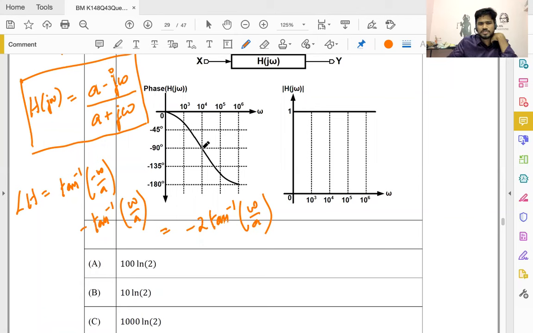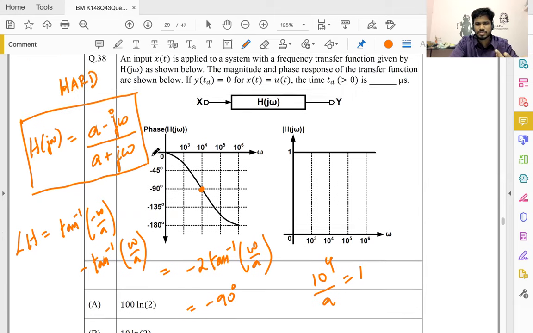How does this help us? Because we are given this angle at a very convenient point, minus 90 degrees. So tan inverse of omega by A is 45 degrees. So omega by A is tan 45, that is 1. Specifically, omega at this point is 10 power 4, so 10 power 4 by A is 1. So A is 10 power 4. Once you know the transfer function, you could do the rest simply.